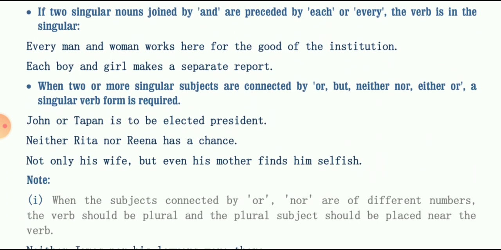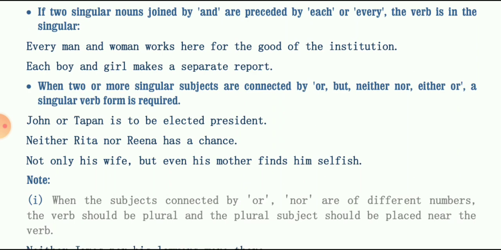If two singular nouns joined by and are preceded by each or every, the verb is in the singular. Every man and woman works. We have used a singular verb. Each boy and girl, we have used a singular verb makes.